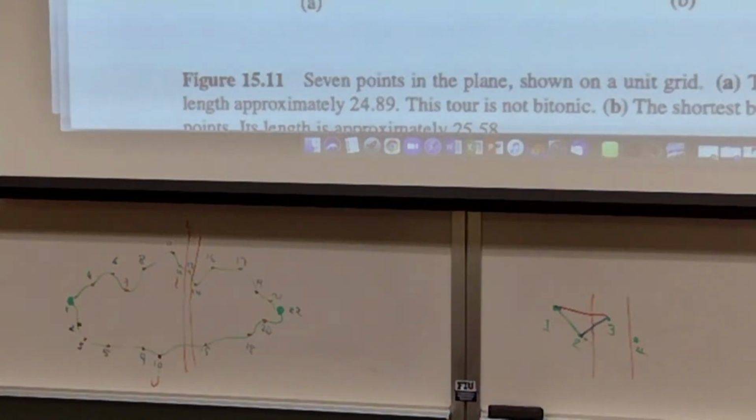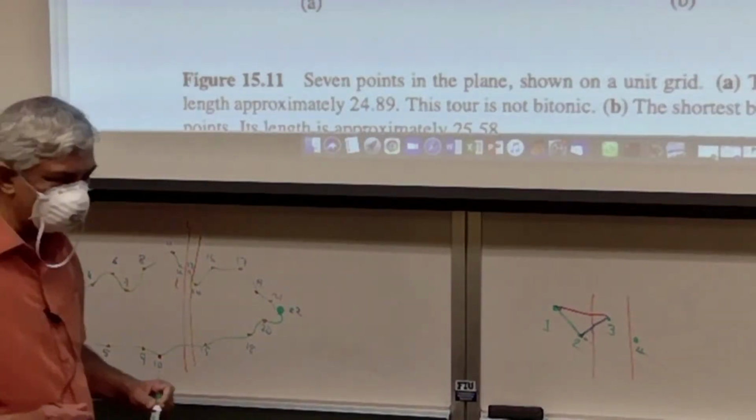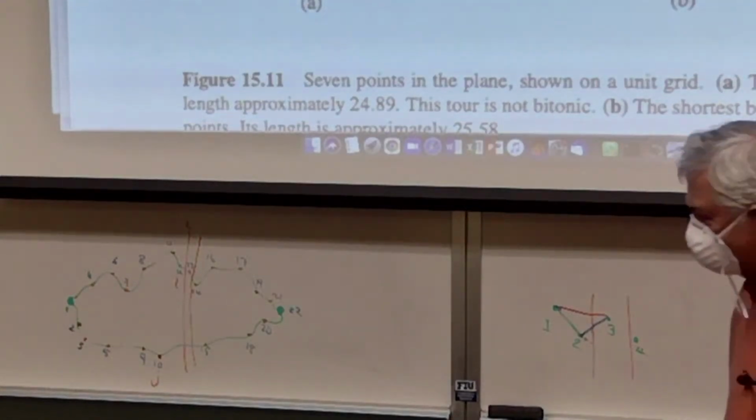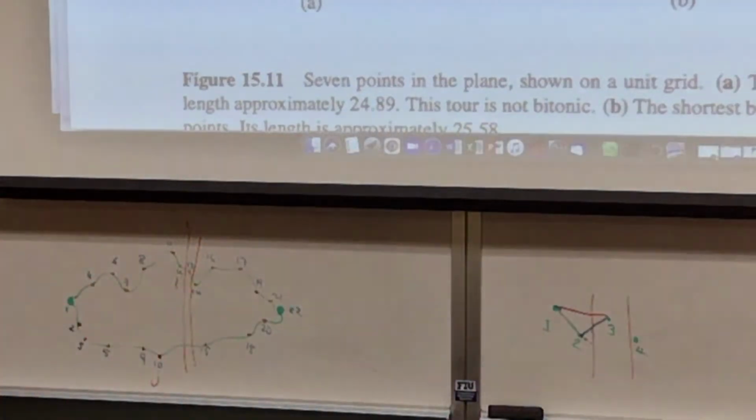All right, so let me help you formalize this a little bit more. I don't know how we're doing with time, whether we'll be able to finish this problem or not. Yeah, we have another 15 minutes.